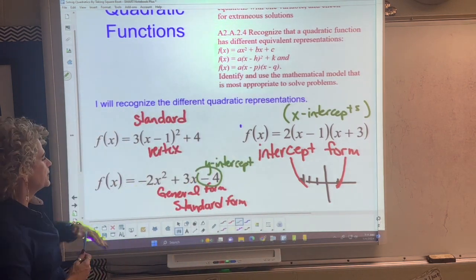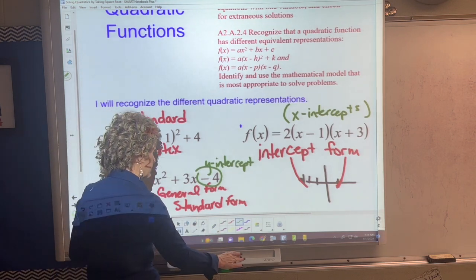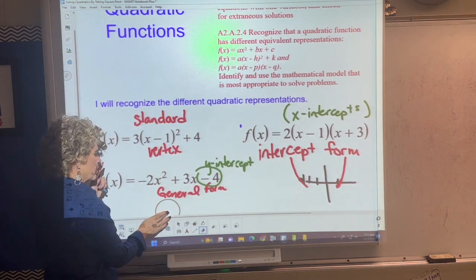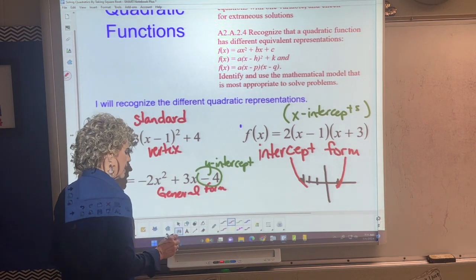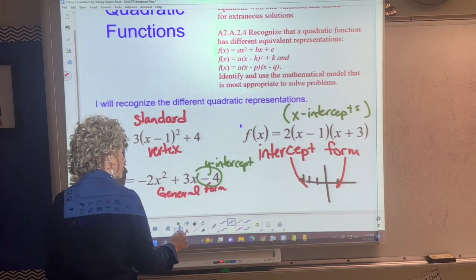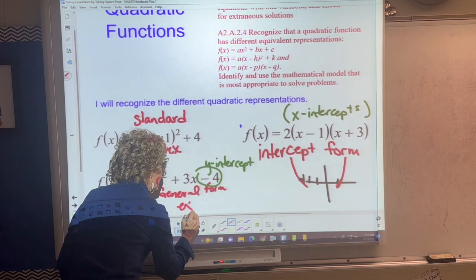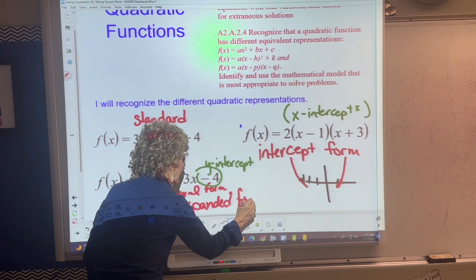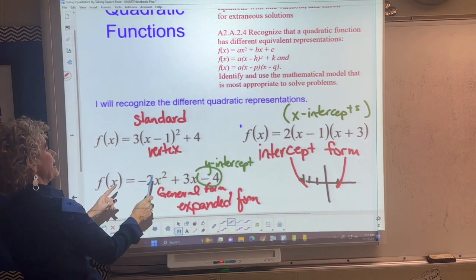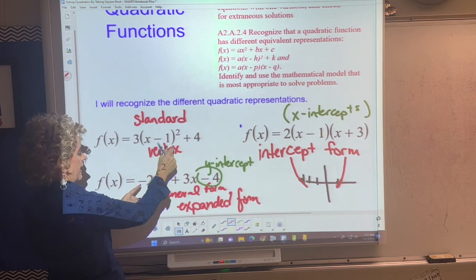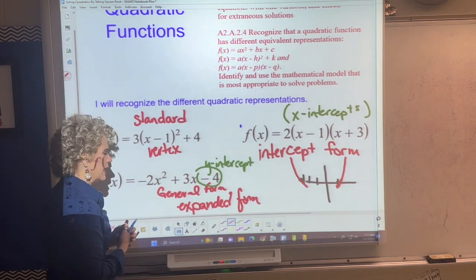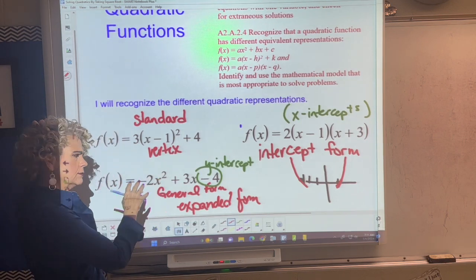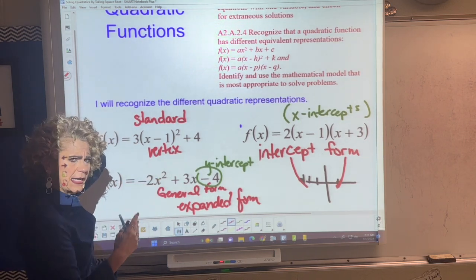I'm not really sure yet at this point where my vertex is, but we'll hit that in one of our lessons. Last but not least, we have our general form, not standard form, and I'm not even sure why I said standard form. Standard form is up here, so please understand, I didn't mean to write standard form. I meant to write expanded form. Expanded form means that I actually multiplied that out and distributed it and combined like terms. So general form is expanded form. So please forgive me for misspeaking earlier.